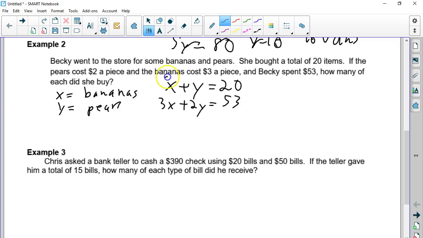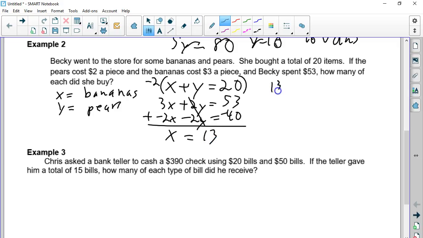So, I'm going to multiply by -2 because it's a smaller number. Again, it doesn't matter. So that's going to give me -2x, -2y equals -40. Add these together, and I'm going to get 1x, cancel, equals 13.